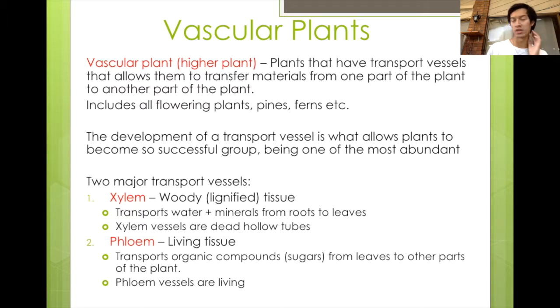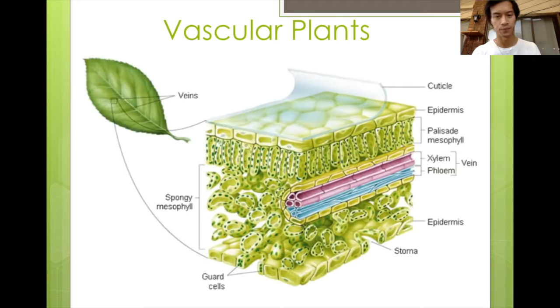The thing about xylem vessels is that they're actually dead. They're dead, hollow tubes, which become a form of drawing water out from the roots to the leaves. And the second category of vessels is what we call the phloem vessels. The phloem vessels, unlike the xylem, are living tissue, which transports organic compounds such as your sugars from your leaves to other parts of the plant, and as we said, they are living.